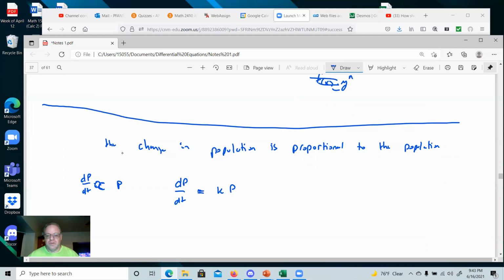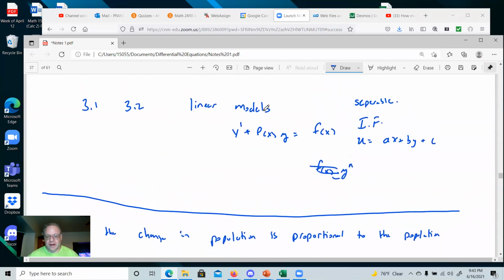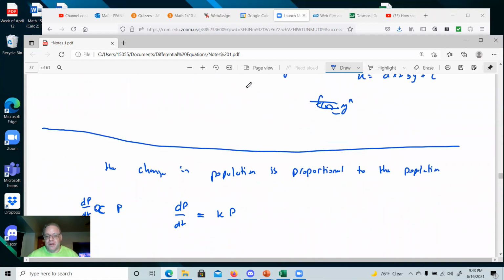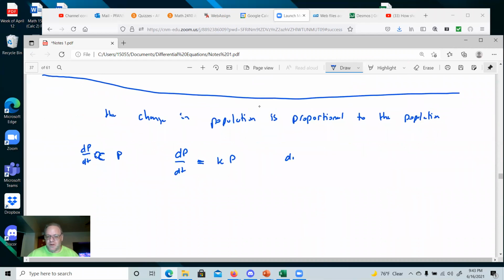Technically it is the same format that we have up here, because we could do something clever like dP/dt minus kP is equal to 0, and now we're back to what we have. But like I said, you can use an integration factor here if you want to. You don't have to. This is separable. Let's choose that route.